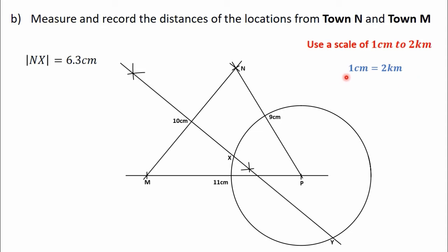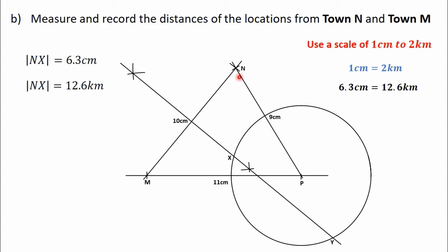So to convert the distance from centimeters to kilometers, you have to multiply the distance in centimeters by 2. We have 6.3 centimeters here. So if 1 centimeter is equal to 2 kilometers, then 6.3 centimeters will be equal to 2 times 6.3, which will give us 12.6. So 6.3 centimeters will be equal to 12.6 kilometers. So the distance NX, which is 6.3 centimeters, will give us 12.6 kilometers.